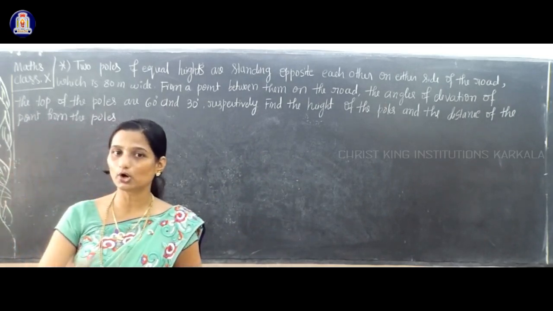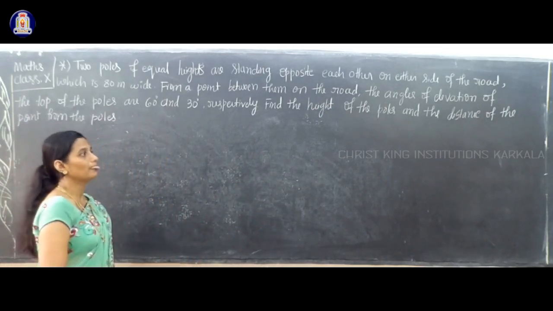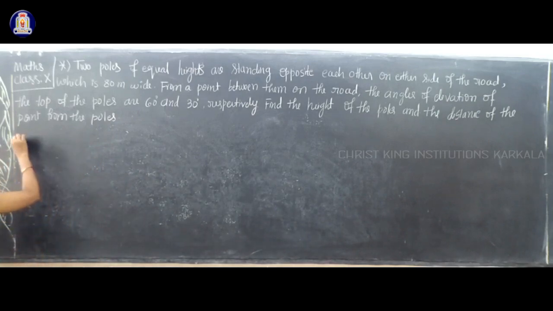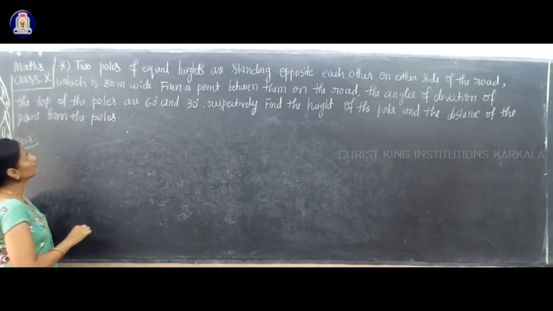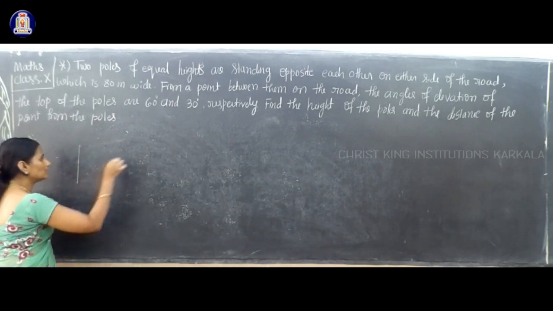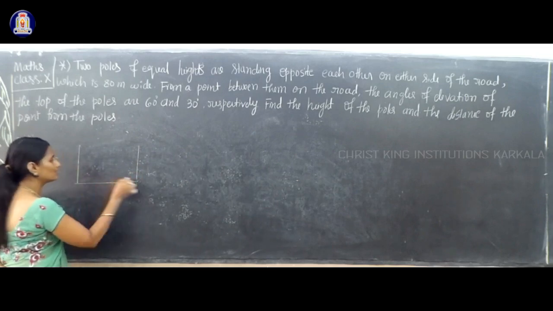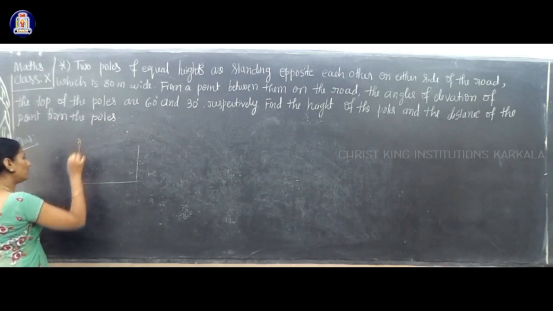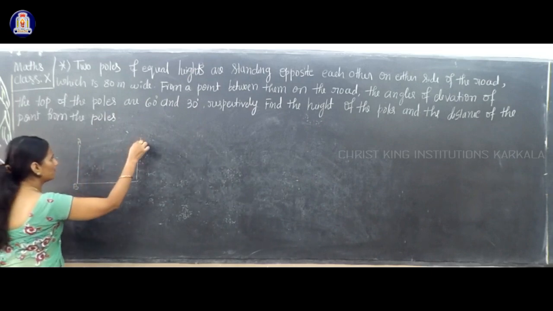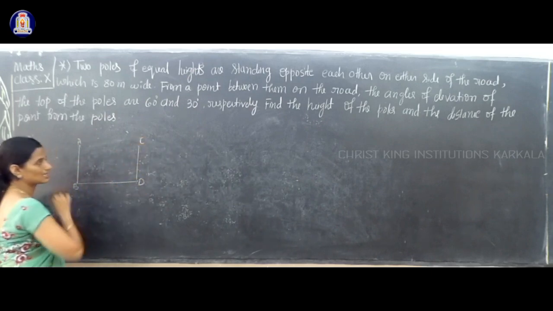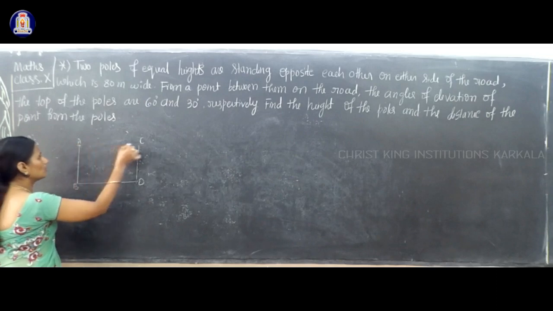I think now you got an image of this, right? So now how to draw that? First I'll give one rough explanation. Here there are two poles standing on the road, on either side of the road. AB is the first pole and CD is the second pole, of equal height.